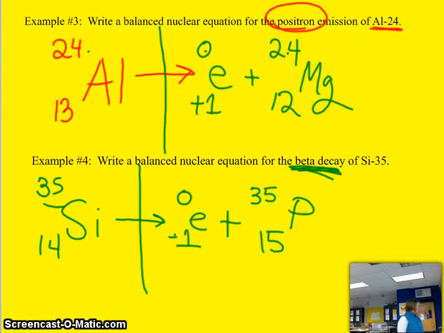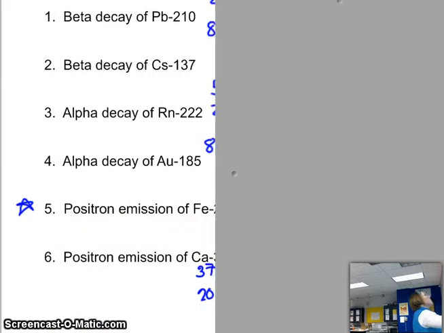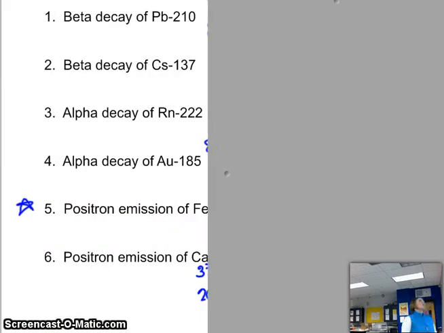Okay? So on a separate sheet of paper, I would like you to do on here number 1 and number 3. Will you please write the reactions for the beta decay of Pb-210 and the alpha decay of Rn-222? That must be done on a separate sheet of paper, because I will ask you to turn that in on Monday.